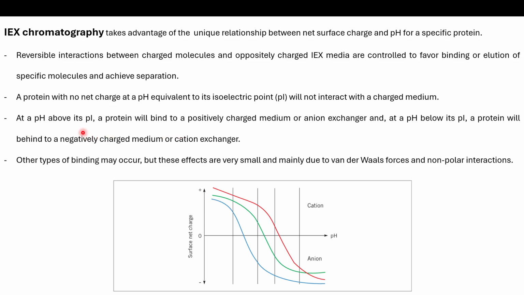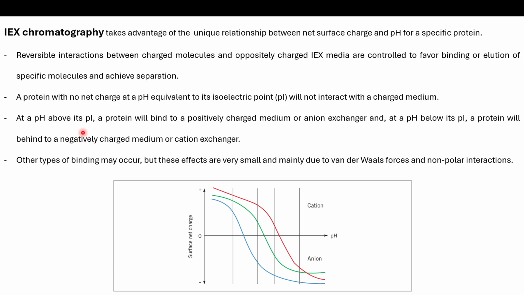Because at its pI value, it's neutrally charged, right? And at a pH above its pI, what that means is OH minus ions are more, so it will tend to take away H plus ions. So what will happen is a protein will be negatively charged, right? So the protein will bind to a positively charged medium or anion exchanger.